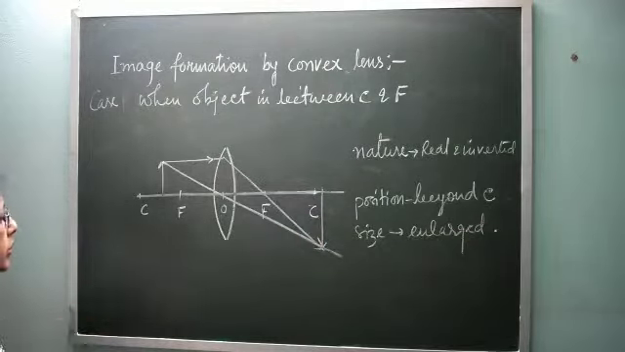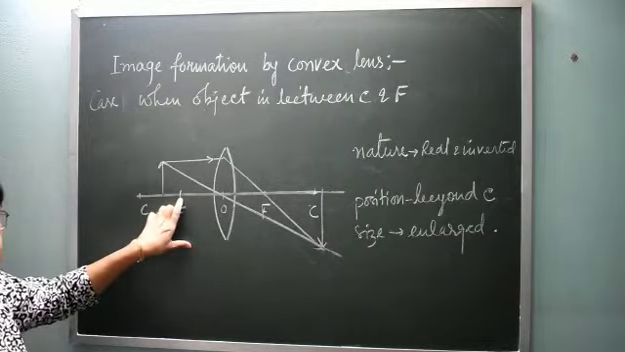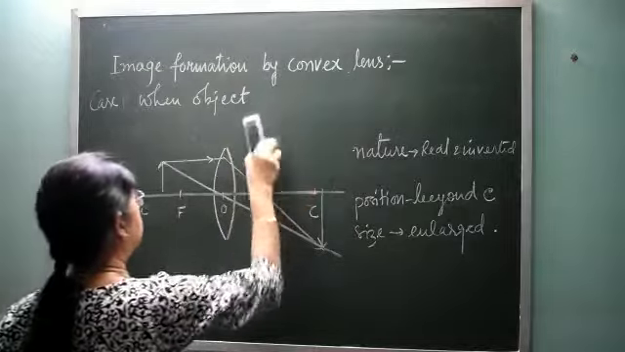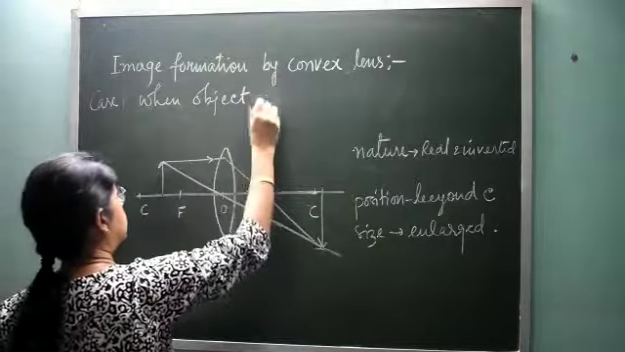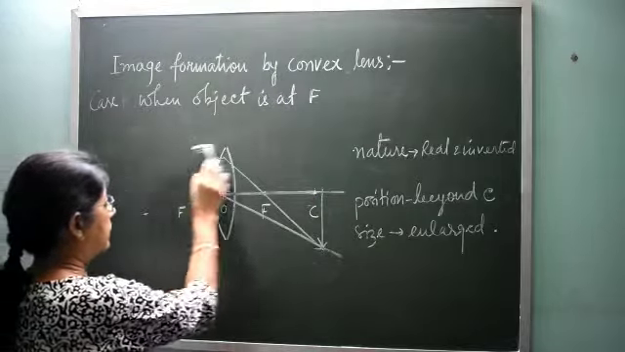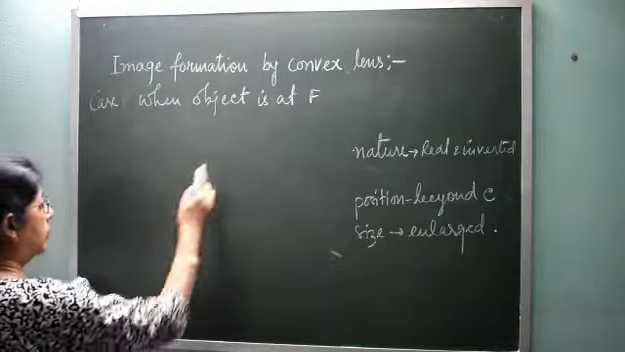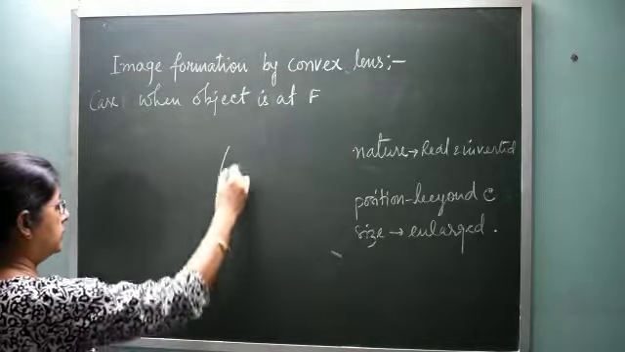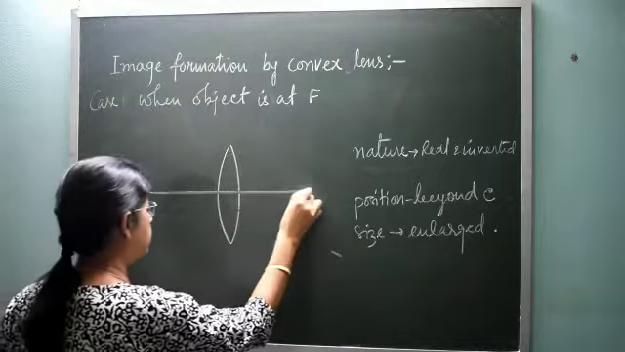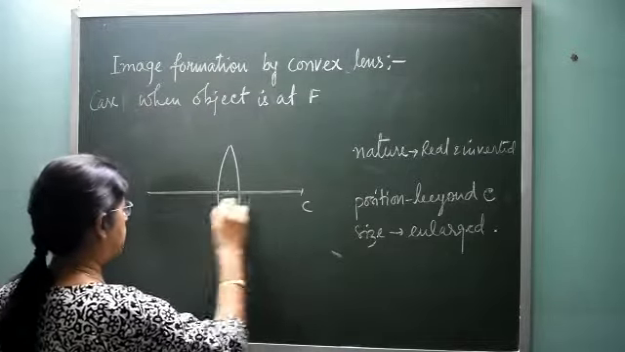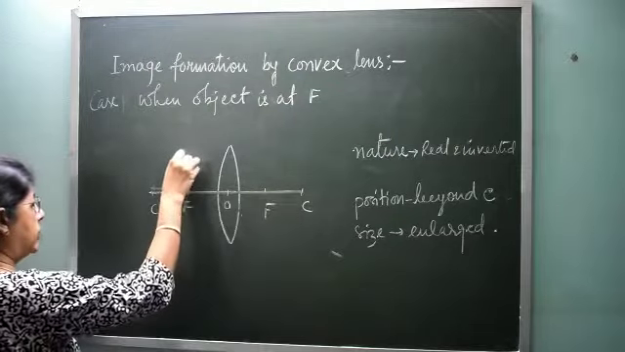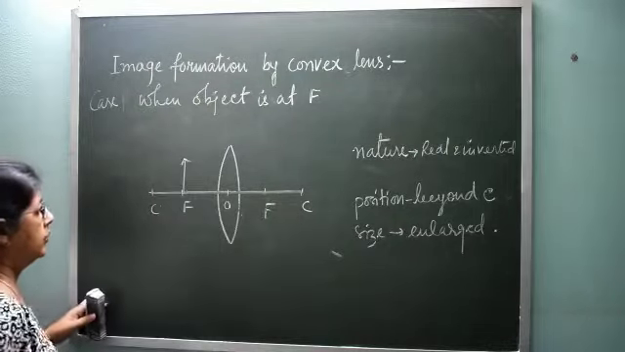Is it clear to you? Next we are going to draw when the object is at F, focus. So again, see how I can draw the drawing. So this is a lens, midpoint, principal axis, C, midpoint, focus, then object is at focus.